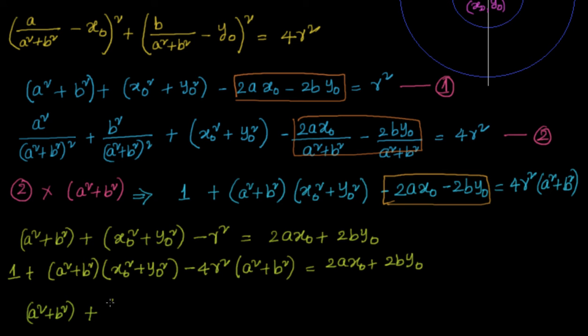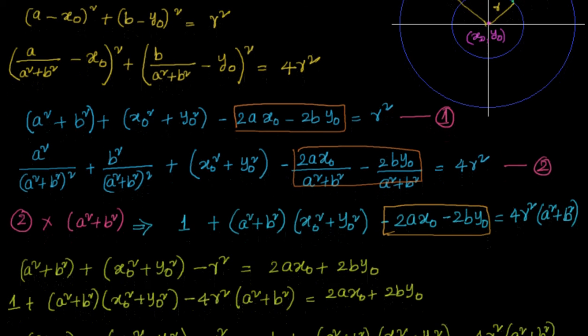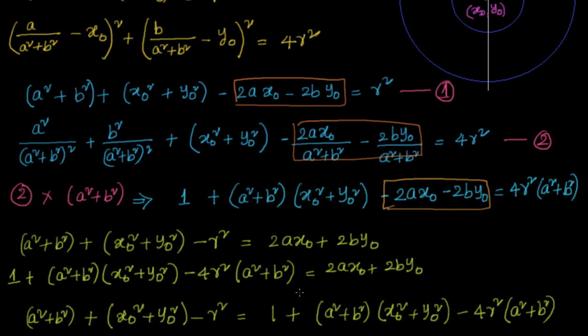Okay, now we will leave the first side as it is, x naught square plus y naught square minus r square, is equal to 1 plus a square plus b square, multiplied with x naught square plus y naught square minus 4r square into a square plus b square. We are halfway through, so we just have to simplify this now. We have to put in only one formula, that is x naught square plus y naught square equal to r square by 2 plus 1, and we simplify that, we should be able to get it.